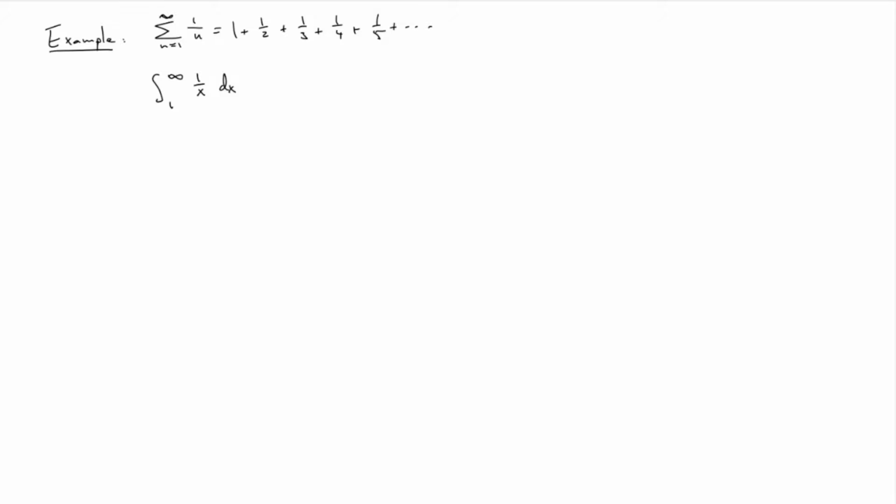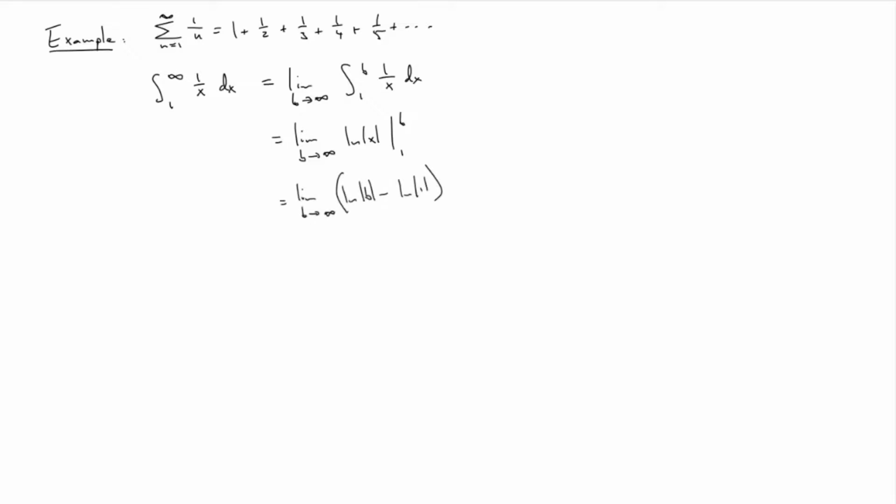And so we can compute this improper integral, the integral from 1 to infinity of 1 over x dx, and whether or not this converges will tell us whether or not the series converges. The improper integral is defined in terms of a limit, and the integral of 1 over x is of course the natural log of the absolute value of x. And so we get the limit as b approaches infinity of the natural log of the absolute value of b minus the natural log of the absolute value of 1.